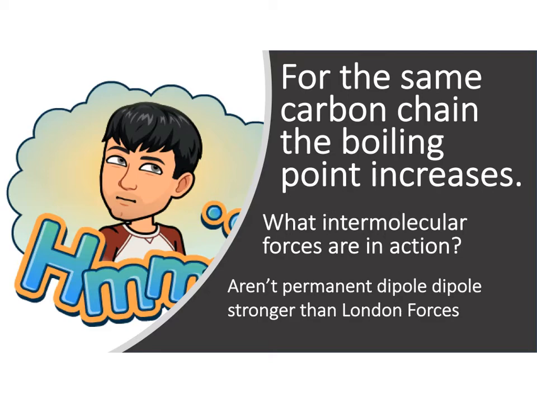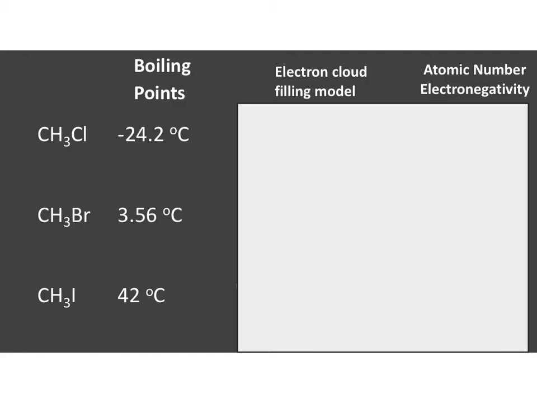Remember that halogens are electronegative. They are more electronegative than carbon. Electronegativity decreases down the group. We'd expect permanent dipole-dipole forces to be in action between halogenoalkanes, and we know that they're generally stronger than London forces. So we'll look at this in a little bit more detail.